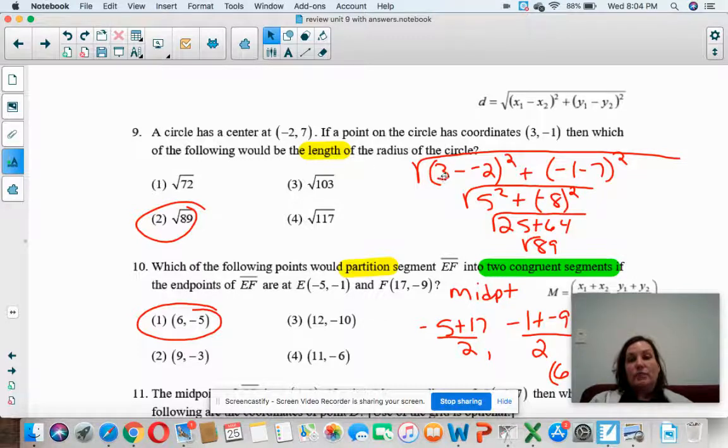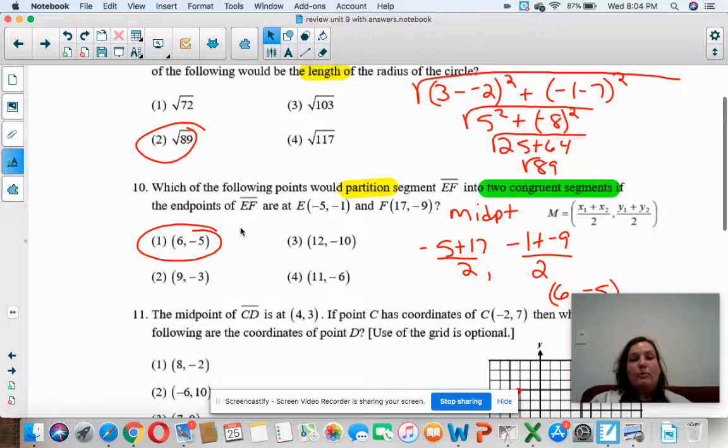Okay, so again, 3 minus -2 squared plus -1 minus 7 squared. So that's 5 squared plus -8 squared. Now, I know this is -8, but I'm squaring it, so that's going to be positive 64. So just be careful with your calculator with that. All right, and this one we get to leave as a radical. We leave it as radical 89.